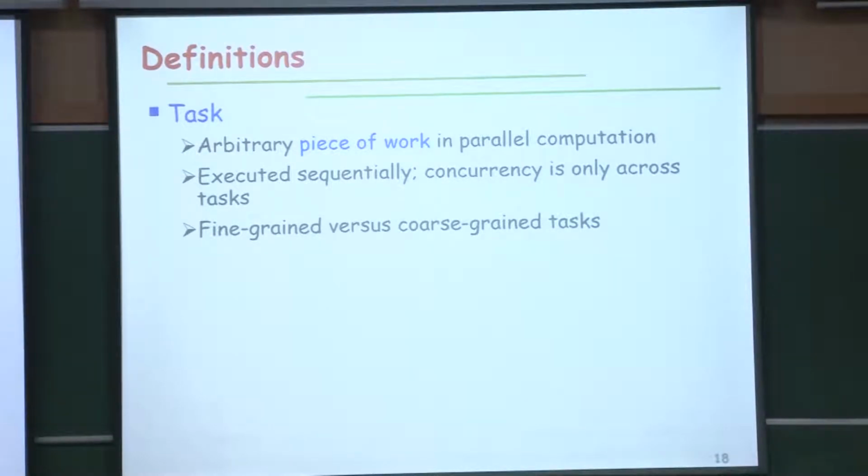If you have a coarse grained task, then you will have fewer tasks and the amount of parallelism that you can exploit may not be high. But the level of synchronization that you do with coarse grained tasks is also lower. Whereas with fine grained tasks you may be able to exploit a lot more parallelism, but you will also incur more synchronization overhead. So, there is a trade off between these two things.